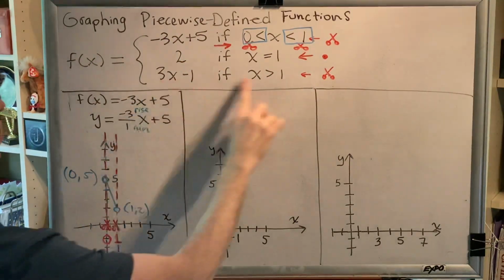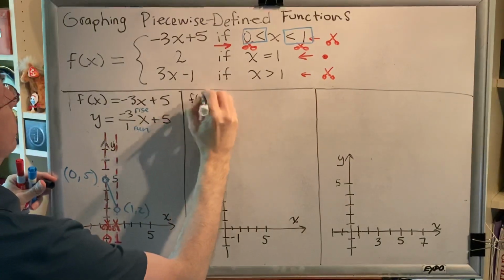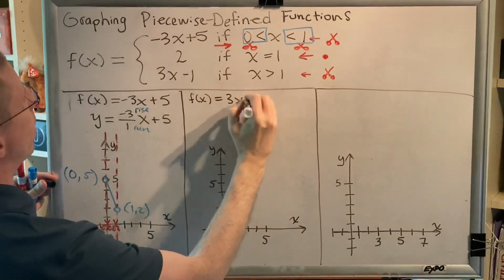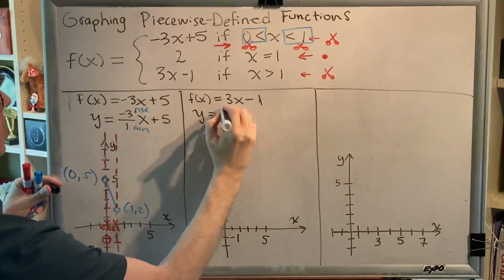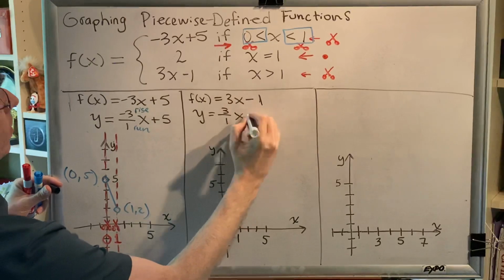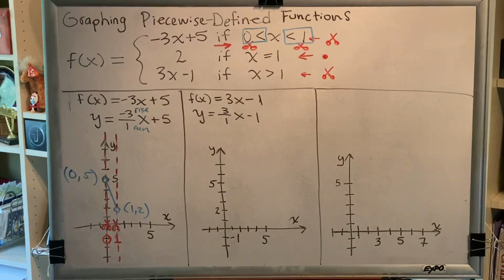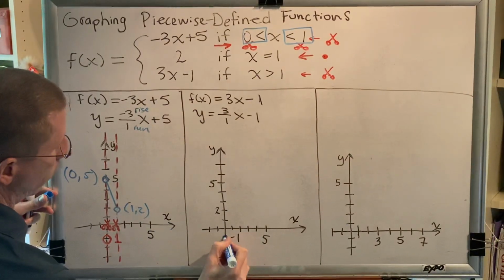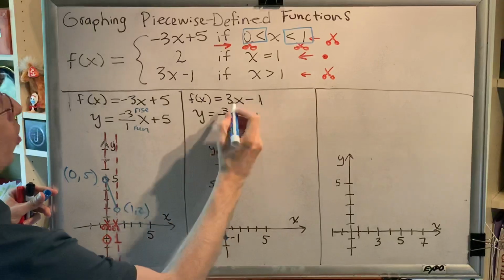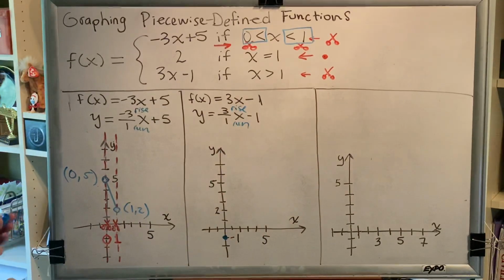Now we're going to move to the bottom line. The bottom line is f of x equals 3x minus 1. This is also a line in slope-intercept form. Y equals 3 over 1, and then the rest of the equation. We will use the same approach. First, plot the y-intercept of -1. Here it is.